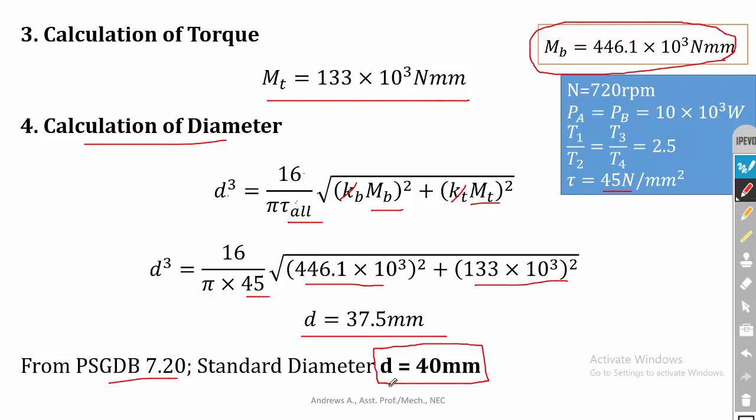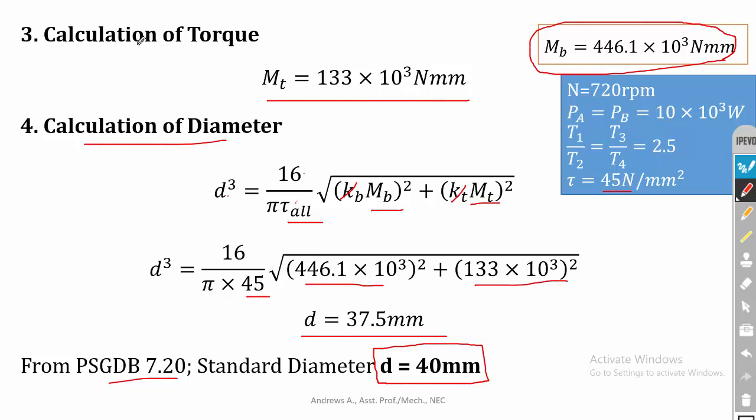So the first step is calculation of load. For pulley A we have to calculate the load, and for pulley B we have to calculate the load. Then the second step is calculation of bending moment. If there is no horizontal component, then you can neglect the horizontal loading and horizontal bending moment. You can calculate the vertical bending moment and take the maximum bending moment value from the bending moment drawing.